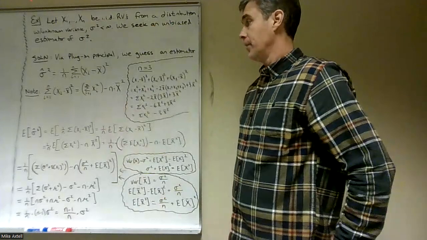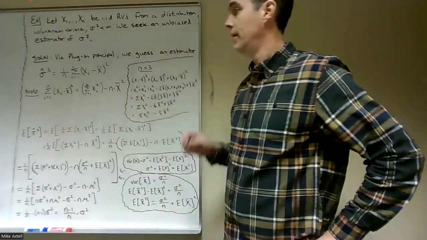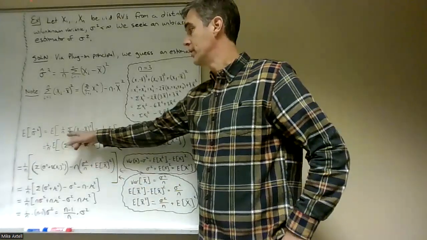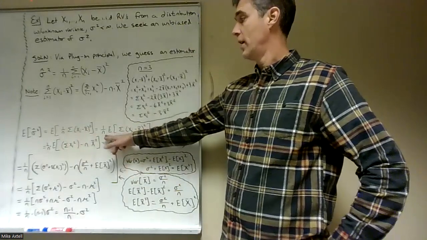Okay, so let's get into it. I want the expected value of my estimator, 1 over n times the sum of the xi minus the x bar squareds, okay? I can drag the 1 over n out in front.